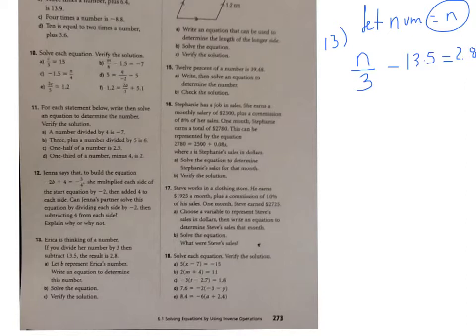So again, a number divided by 3, subtract 13.5, the result is 2.8. Again, what you'll do here is you'll add 13.5 to both sides and so on, and you can finish the rest. We're just showing you how to set some of these up. You should be able to do the algebra hopefully by now. If not, just come see me, please.